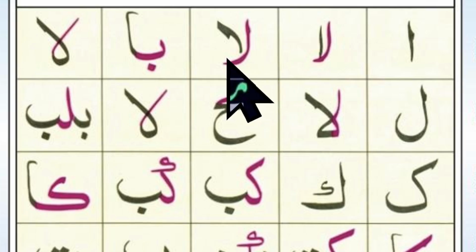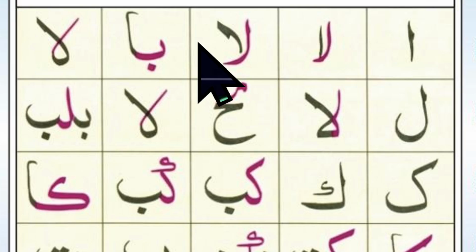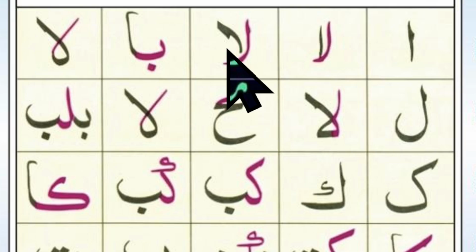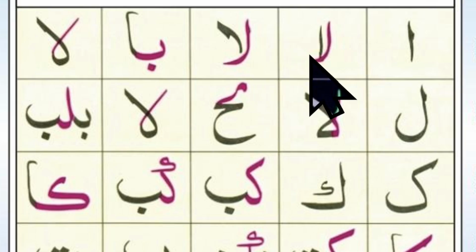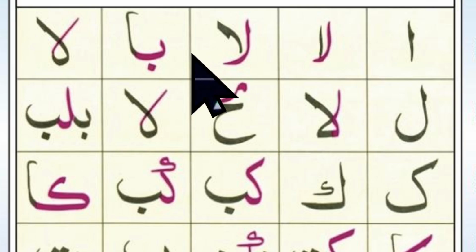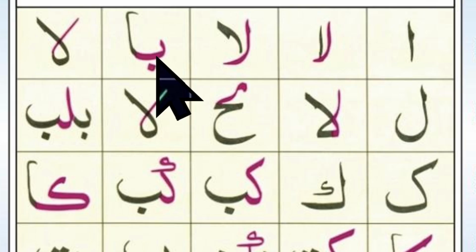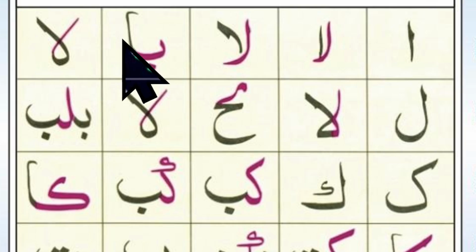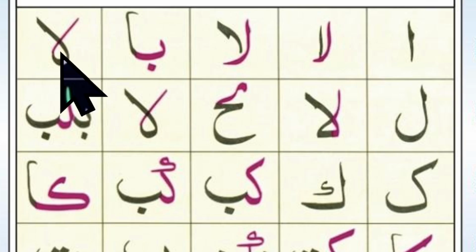And the next one is the same lam alif. It means that this is the second shape of lam alif. The first one is this lam alif, and this one is lam alif. And the next one is ba alif. Here we see the complete shape of ba, and then alif at the end as a straight line. So ba alif. Then the next one is lam alif.